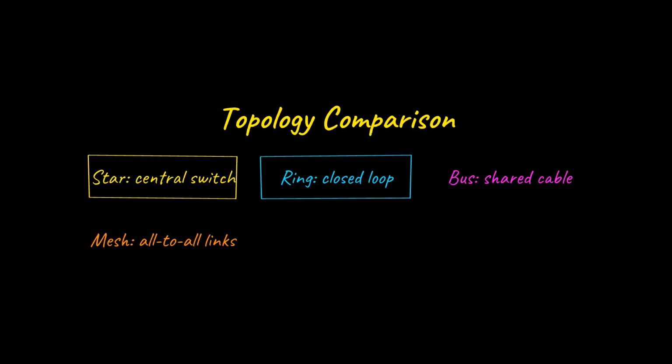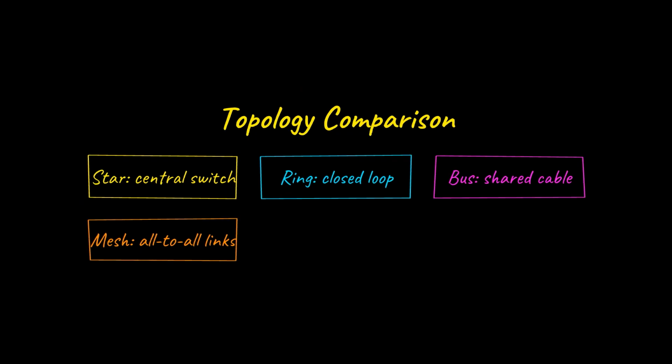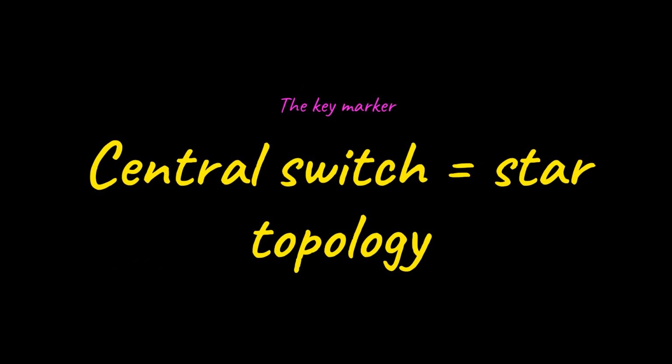A ring links each device to two neighbors with no hub. A bus shares one cable among all devices. A mesh connects every device to every other. Only the star routes everything through a single central switch. Whenever a question describes all devices wired to one central switch or hub that handles all communication, that is a star topology, the central switch is the defining feature.